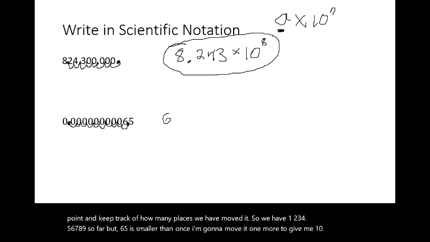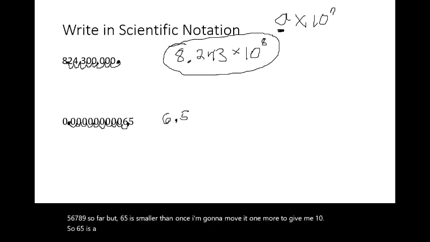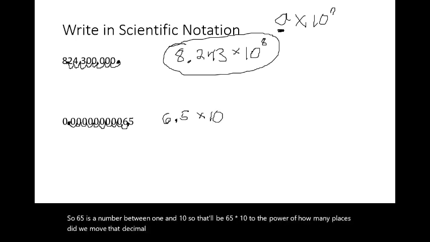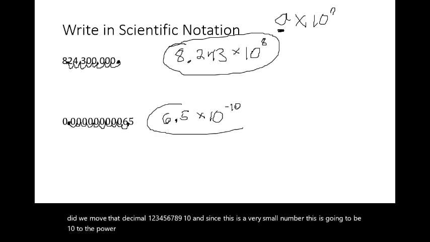So 6.5 is a number between 1 and 10, so that'll be 6.5 times 10 to the power of, how many places did we move that decimal point? 1, 2, 3, 4, 5, 6, 7, 8, 9, 10. And since this is a very small number, this is going to be 10 to the power of negative 10. So 6.5 times 10 to the power of negative 10 is going to be your final answer.